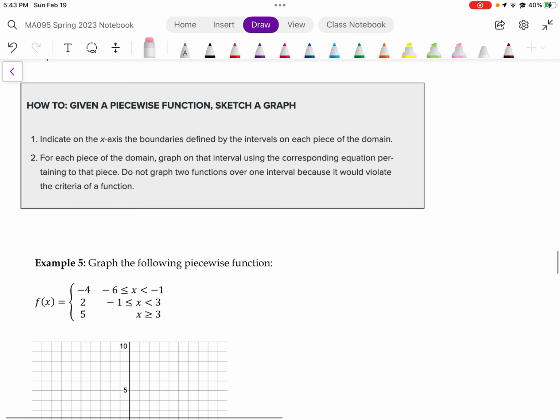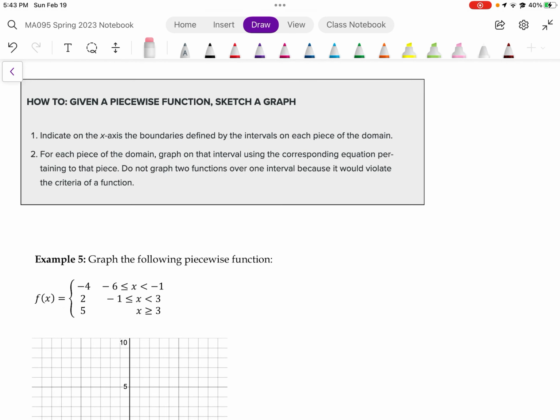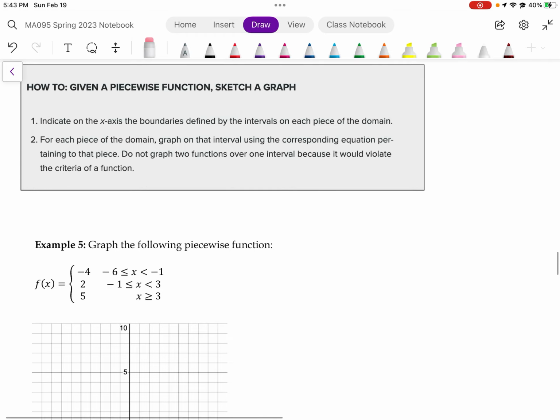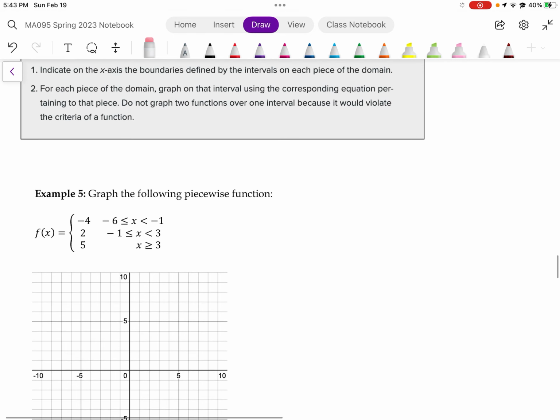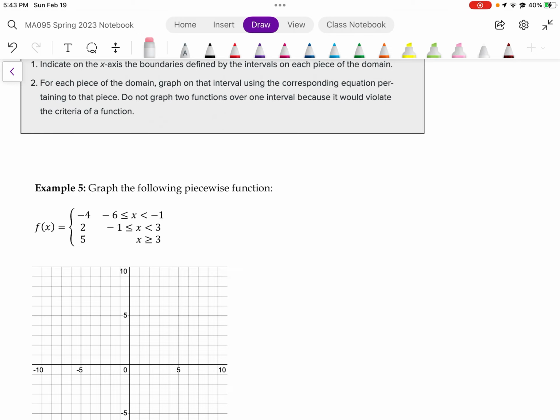Graphing a piecewise function. The first step is to indicate the boundaries defined by the domain. You're not going to graph those, but you just need to think about it. So I usually put it on my graph somehow. That's not going to be on your final answer. So for each piece of the domain, graph on that interval using the corresponding equation.